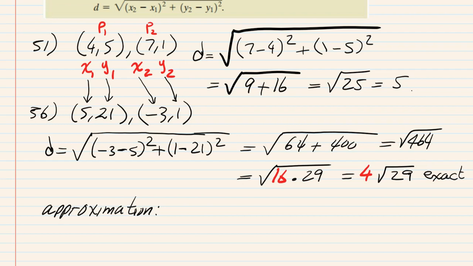And if I do use a calculator, the square root of 29 times 4 becomes 21.541. In the book they ask you where appropriate, which means this is appropriate. When do we know it's appropriate? When this radical is not a perfect square, then it's appropriate to approximate it using a calculator. So there you go. That's going to be the answer to number 56.